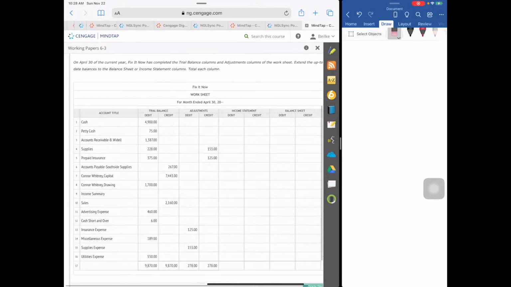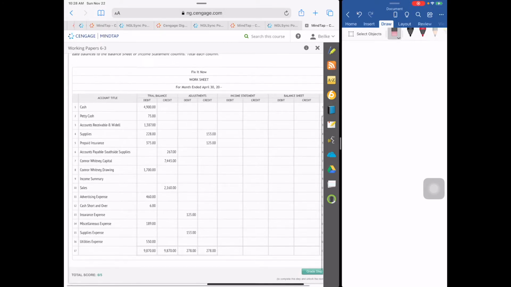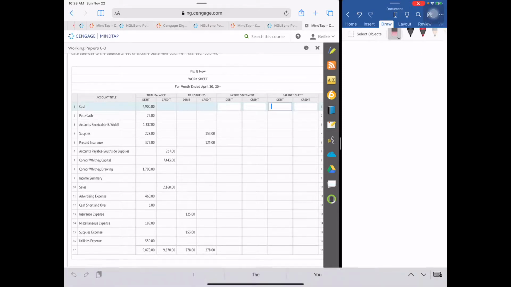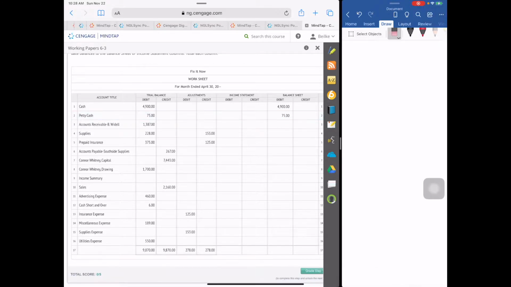We'll go from top to bottom. We're going to extend our balances. Cash is an asset, so therefore it goes in our balance sheet, and we will transfer that amount, $4,900. It is a debit in our trial balance. It'll be a debit in our balance sheet. Next, petty cash is an asset, so it goes in our balance sheet. It has a debit balance of $75, so we'll transfer it as a debit to our balance sheet of $75.